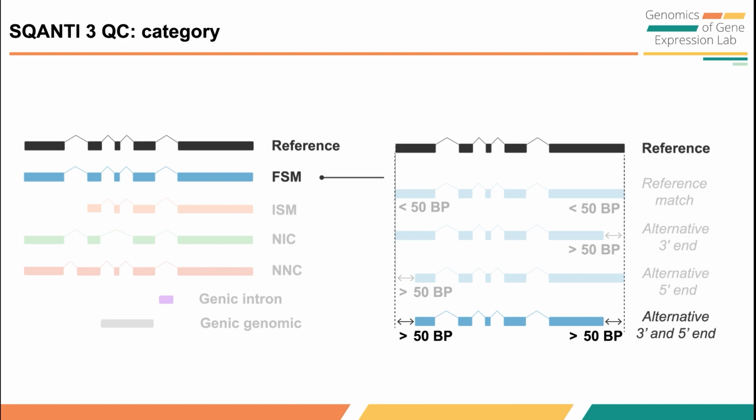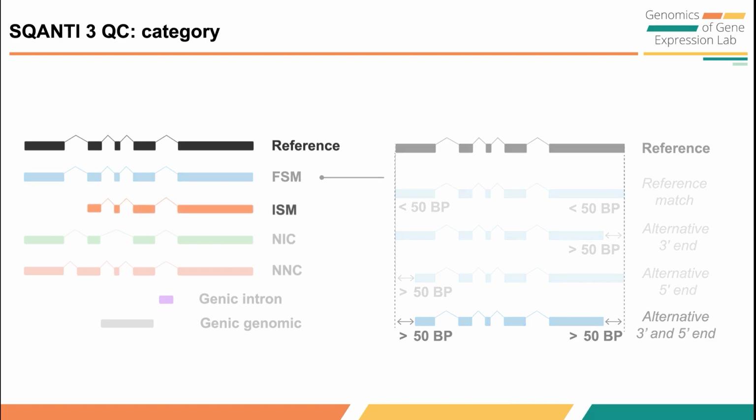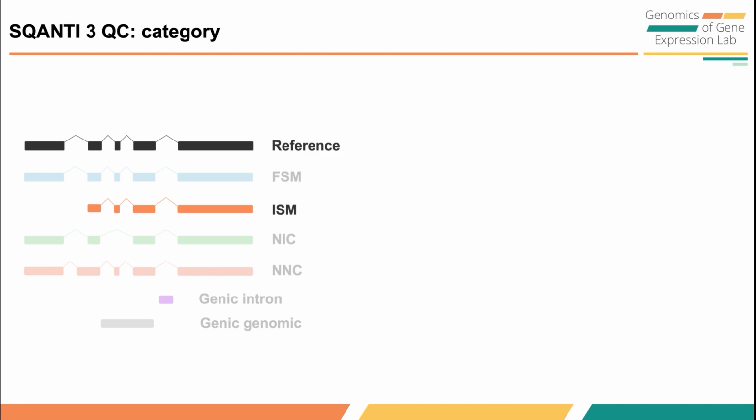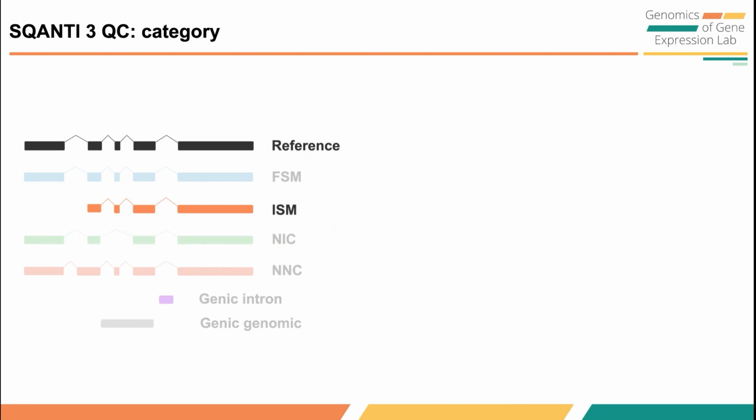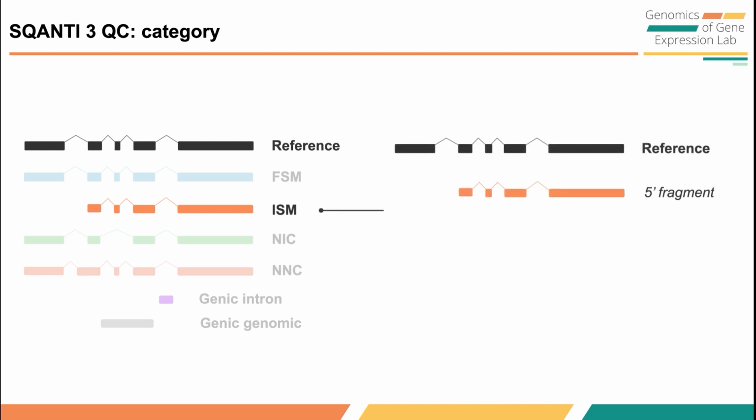The second category is the incomplete splice match, meaning the query isoform has fewer exons than the reference, leading to a partial match of the splice junctions, but each internal junction agrees. The exact 5' start sites and 3' end sites can differ by any amount. Incomplete splice match also has several subcategories, and let us have a look at it.